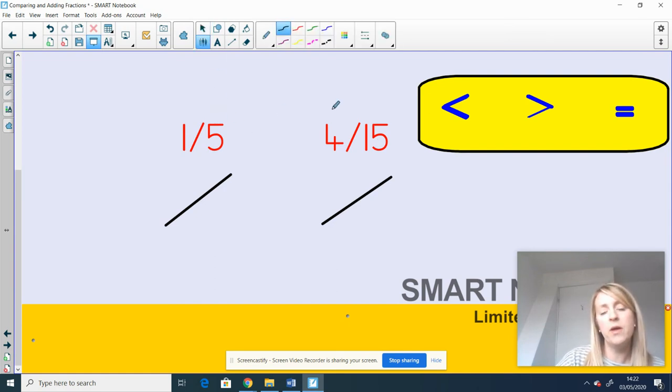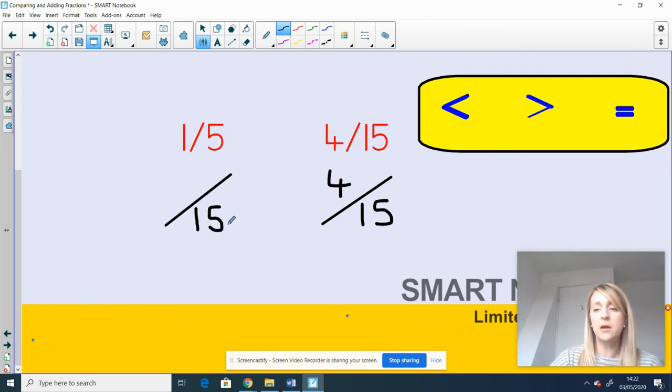So we've got 1/5 and 4/15. I'm going to work in 15ths. So I can put my 4/15 back here. And I need to find an equivalent fraction to 1/5. So if I put 15 down here, now to make that 5 into 15, I have multiplied it by 3. 3 times 5 is 15.